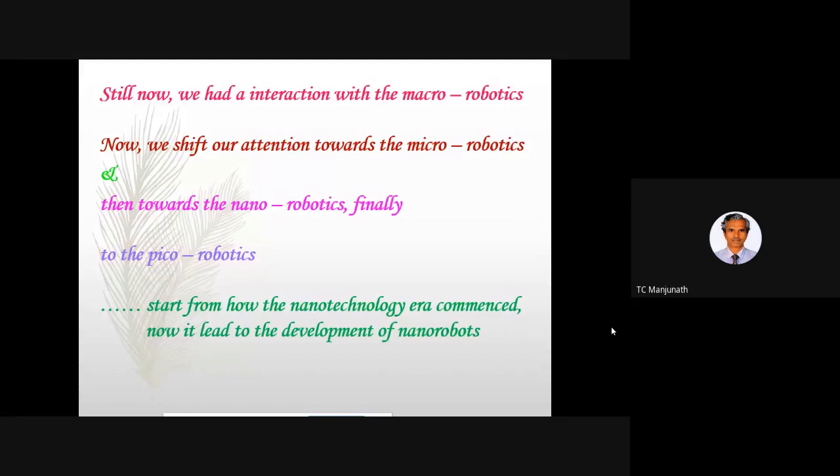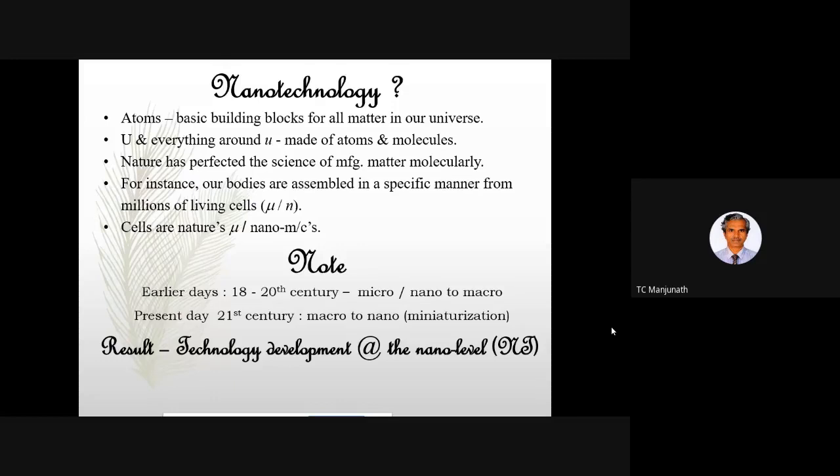from the macro robotics. Now let me tell you what is this nanotechnology. See, we all know that the atoms are the basic building blocks for all types of matter in our universe. You take any particular particle, it is made up of atoms and molecules. Even our human being, the human body is fully made up of cells, millions of living cells. That is what is called as nanoparticles. The cells are therefore called as nature's micro or nano machines.